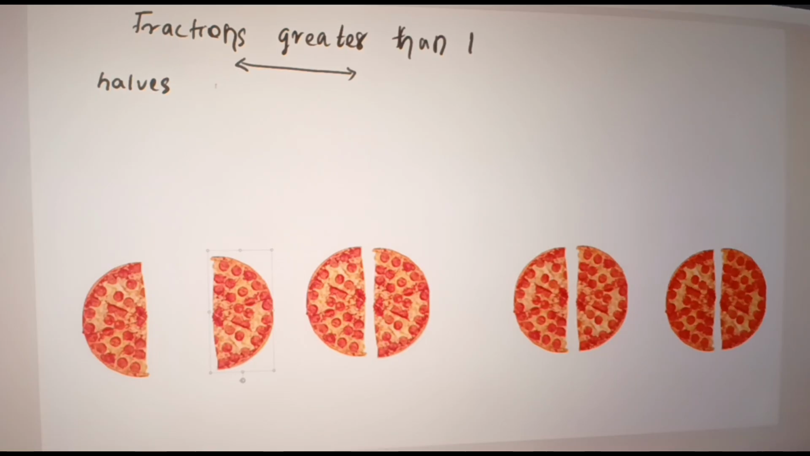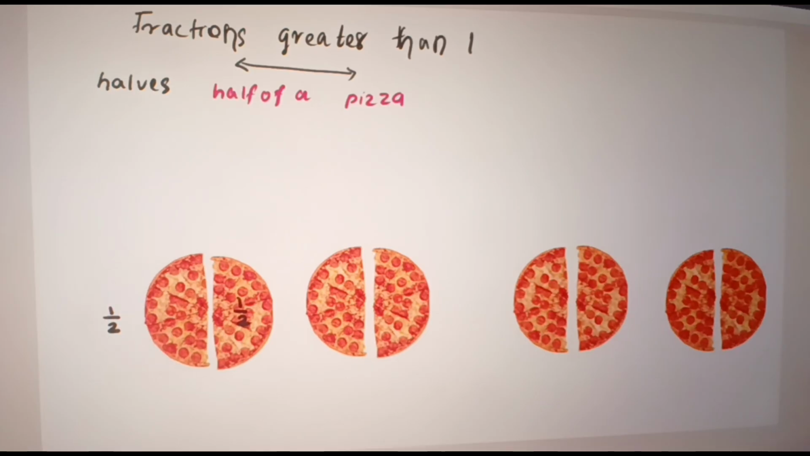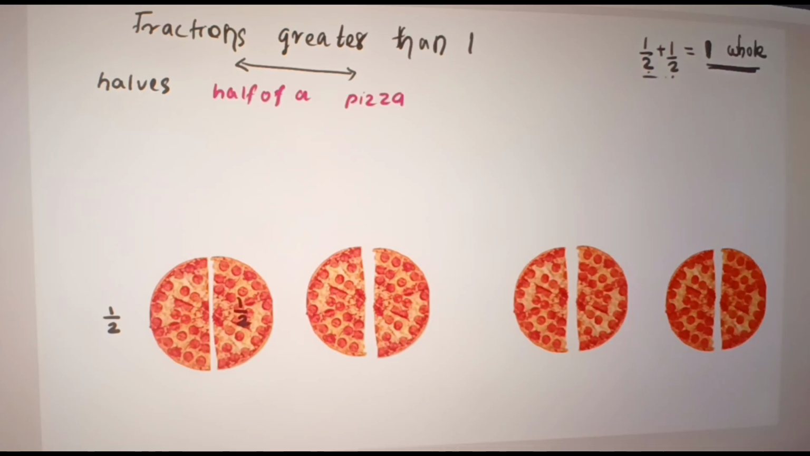So here we can see half of a pizza. Look here, there is a half of pizza and another half of pizza. When you join these two half pizzas, what do you get? A full pizza. If you join two half pizzas, you will get a whole pizza, one whole. From that we can say, two halves make one whole.